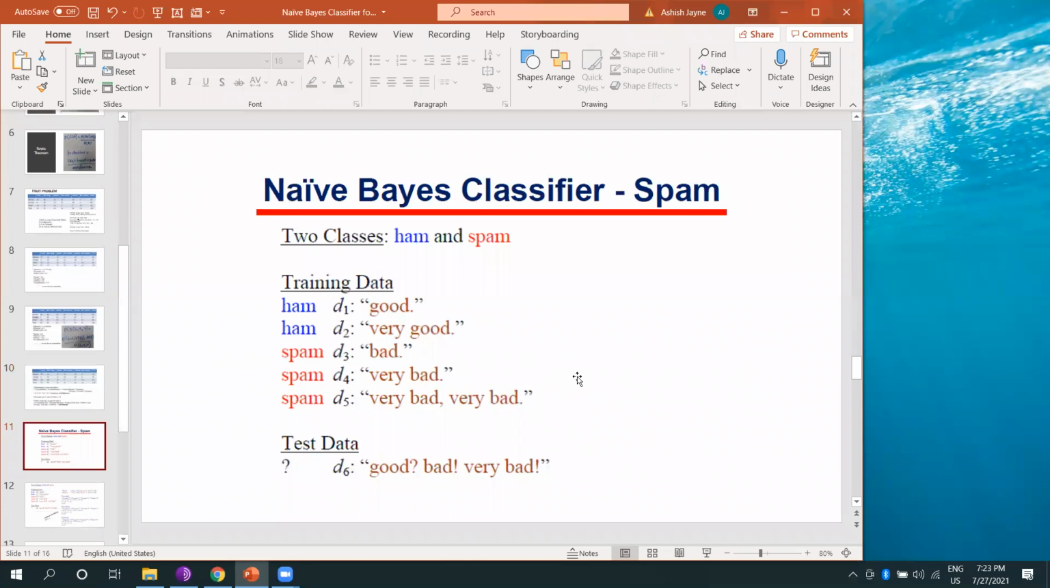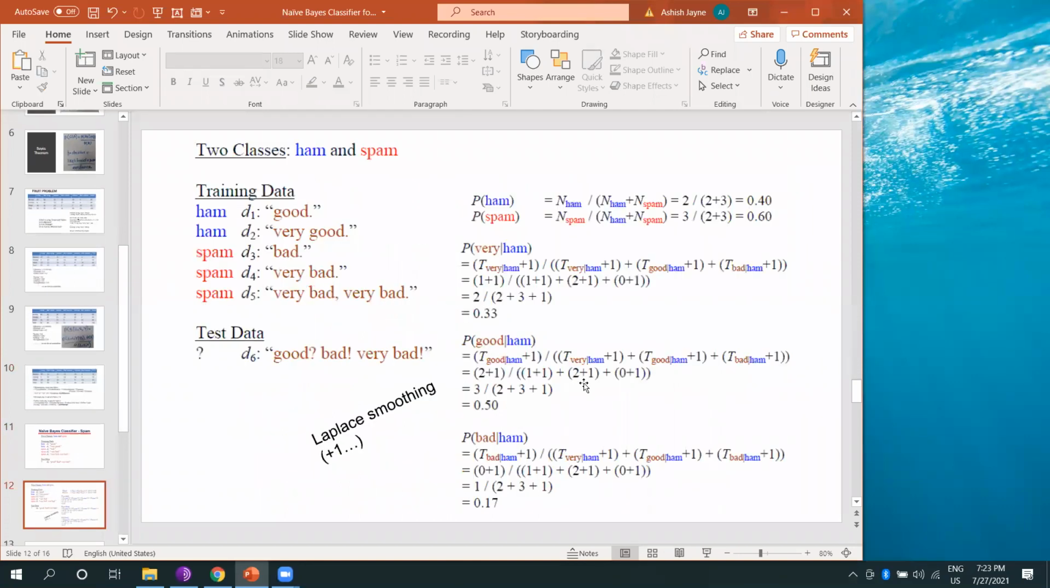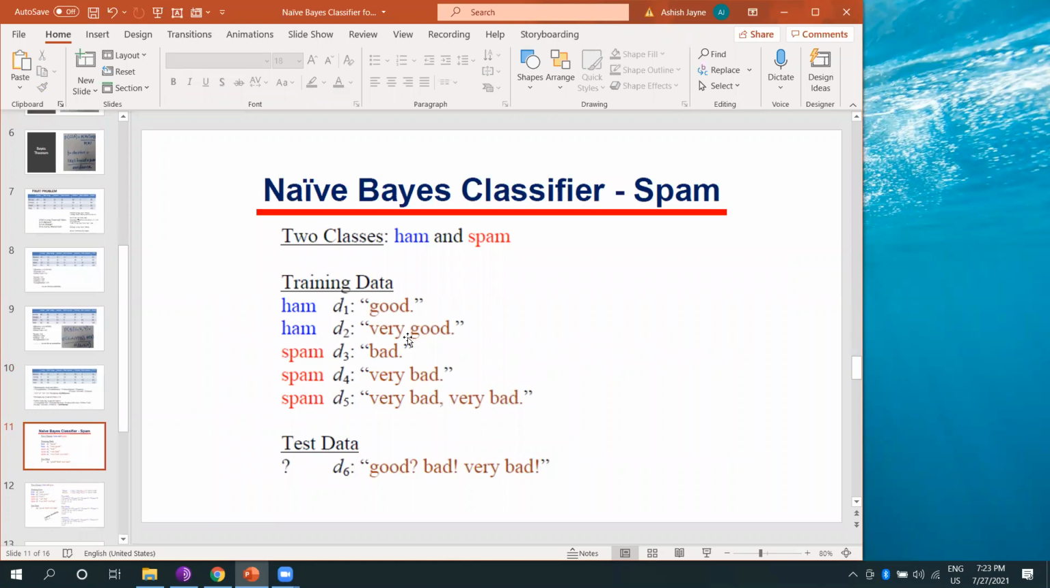Now, the Naïve Bayes classifier for spam and ham. If we have training data of this sort, where document D1 is good, document D2 is very good, document D3 is bad, document D4 is very bad, and document D5 is very bad, very bad. Now, if we are given the test document D6, which says good, bad, and very bad, we have to read this training data and then predict if this document D6, our test data, is a ham or a spam.